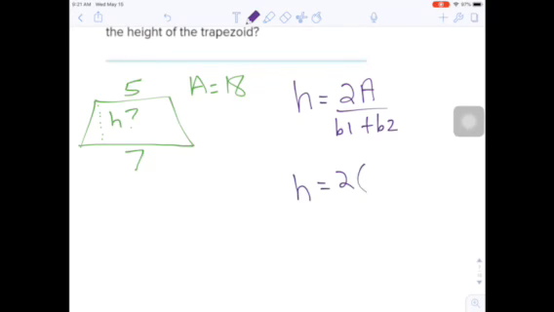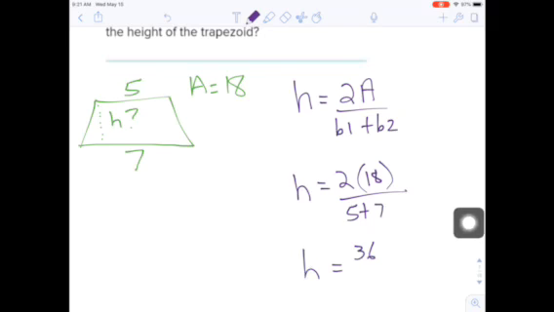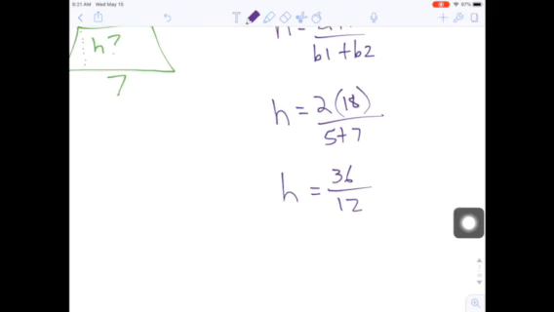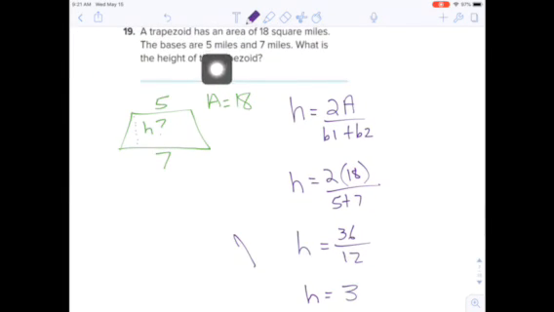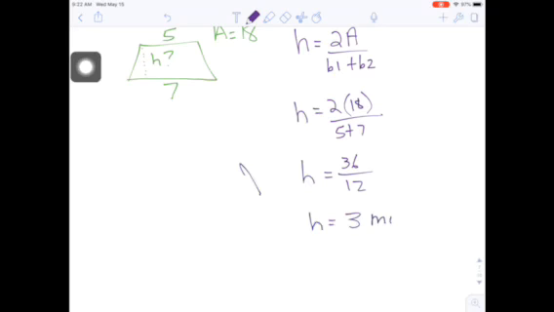Okay, my second step is going to be just to replace the variables in this formula with what I know. My area is 18, so it's going to be 2 times 18 divided by, and then my bases are 5 and 7, so 5 plus 7. Next I'm going to simplify this. 2 times 18 is 36. 5 plus 7 is 12. So my height is equal to 36 divided by 12, which is 3. When we label it, go back and look, we're talking about miles. And again, it's just miles because it's a height, not an area.